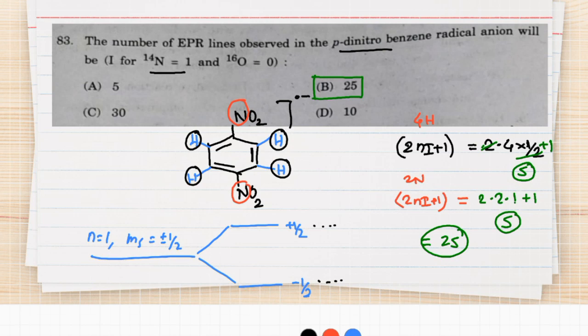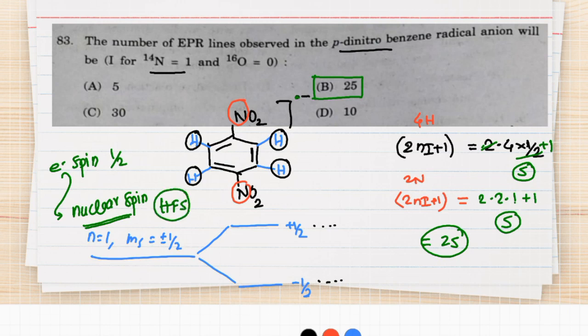Now this is called hyperfine interaction. What is hyperfine interaction? The electron spin, that is plus half or minus half, interacts with the nuclear spin, and this interaction is called hyperfine splitting or hyperfine interaction. So in this way you will get 25 lines, particularly for para-dinitrobenzene radical anion.